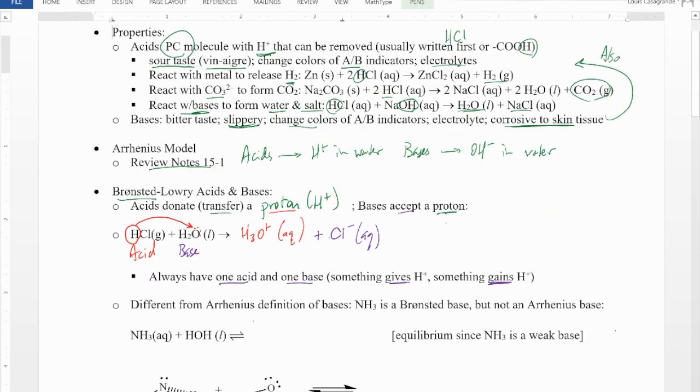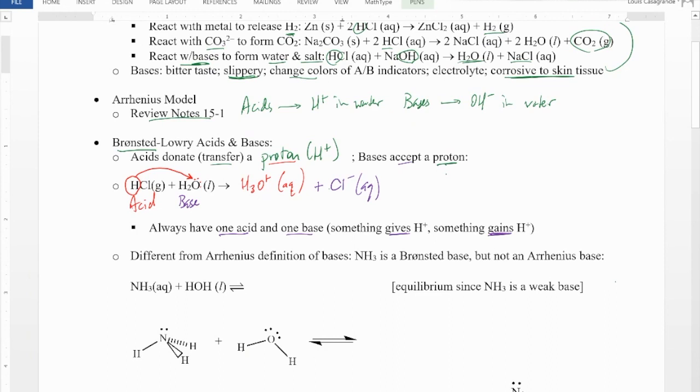Now we're going to look at how a base differs specifically in the Bronsted-Lowry model from the Arrhenius model. So NH3, ammonia, is a Bronsted base, but it's not an Arrhenius base because it has no OH minus in it. There's no hydroxide in the formula. So how does this work in terms of proton exchange? Down below I've got our chemical equation, ammonia and water. Again, for these reactions, we always have to have an acid and a base present. So you're always going to have two reactants.